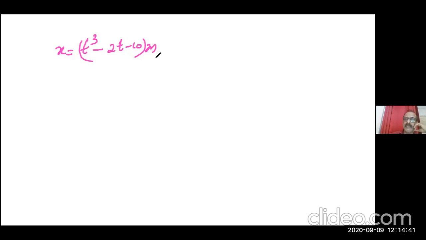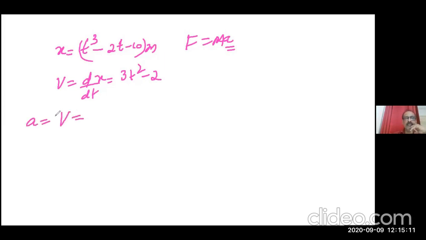How will you calculate? Differentiation. Yes, F is equal to ma, isn't it? Mass we already know, but a is not given. So you want to differentiate x to get a, second order differentiation. Velocity is equal to d by dt of x, that means 3t squared minus 2, isn't it? Now this again we have to differentiate, dv by dt. So how much will come? 6t, right?